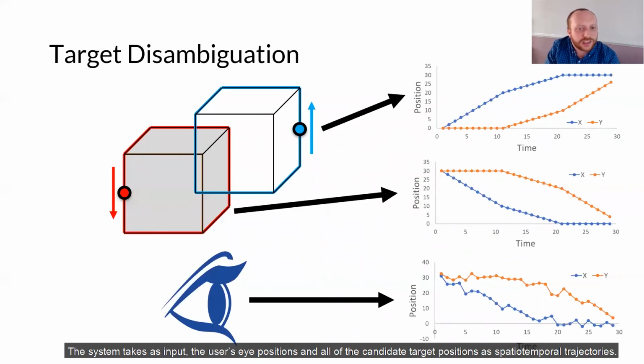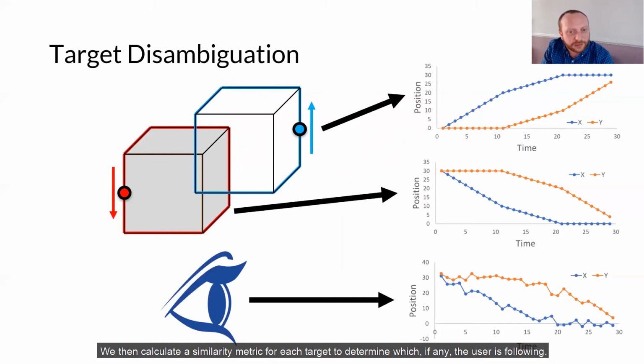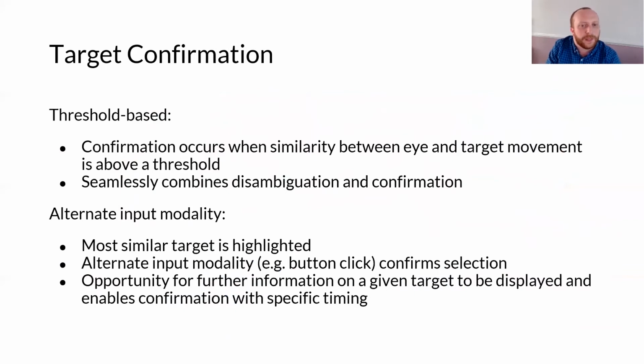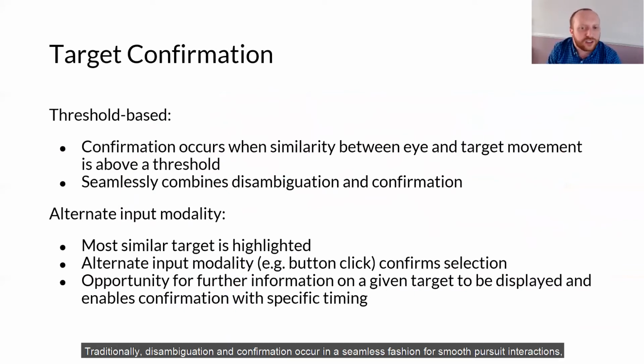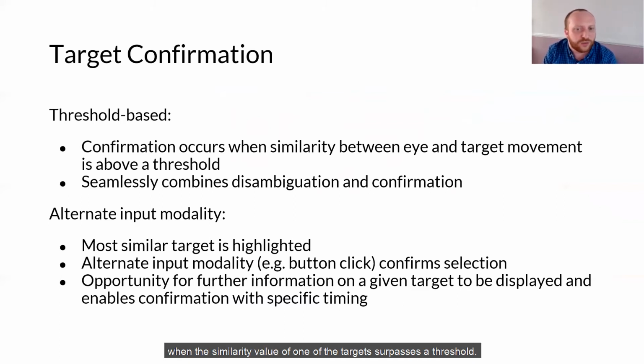The system takes as input the user's eye positions and all of the candidate target positions as spatiotemporal trajectories. We then calculate a similarity metric for each target to determine which, if any, the user is following. Traditionally, disambiguation and confirmation occur in a seamless fashion for smooth pursuit interactions, when the similarity value of one of the targets surpasses a threshold.